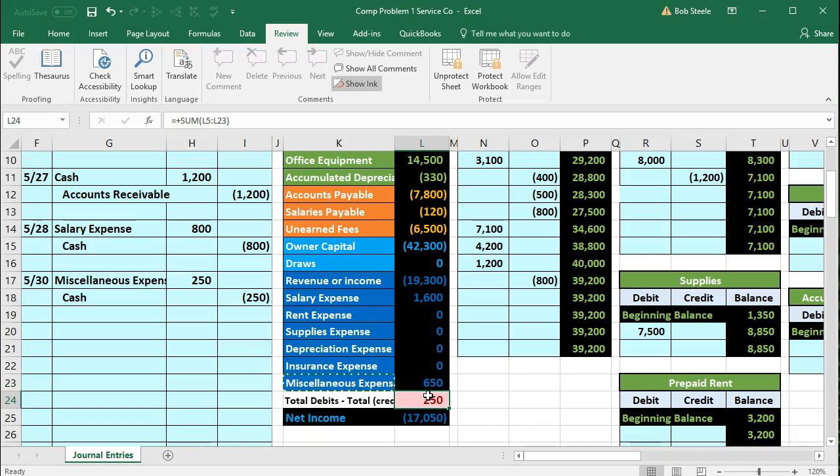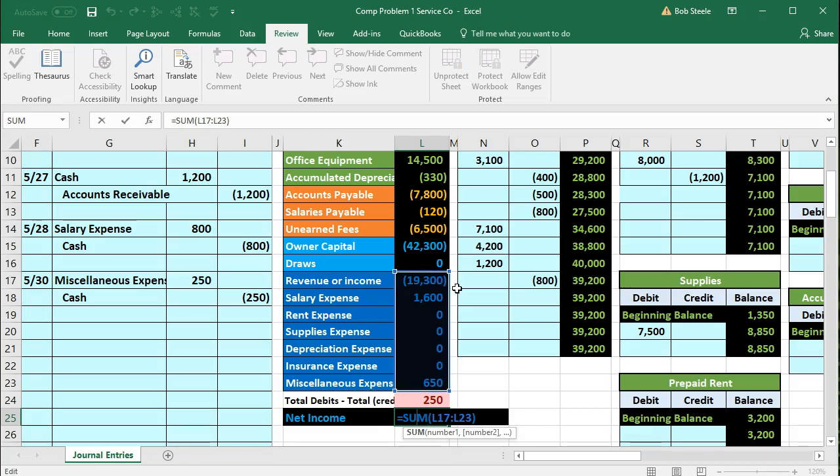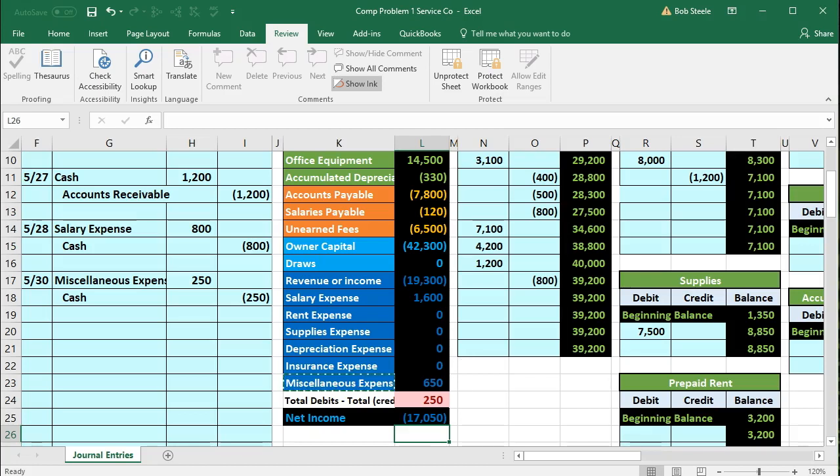That puts us out of balance by the 250 until we record the second half. And net income is 19,300 credit minus the debits, giving us 17,050. Next thing that happens, cash is going down with a credit.